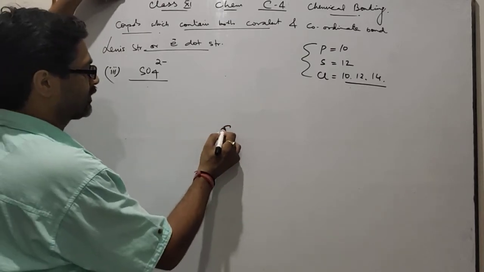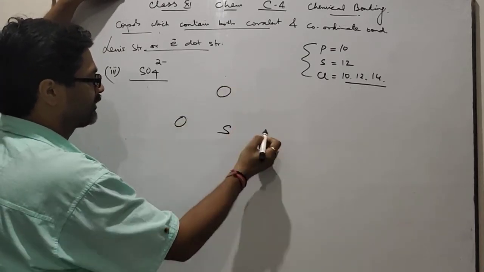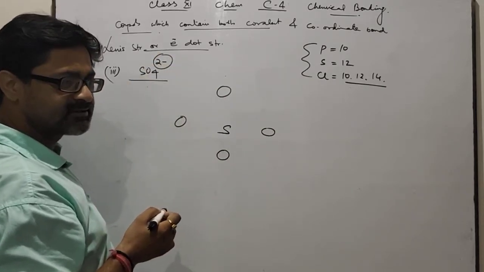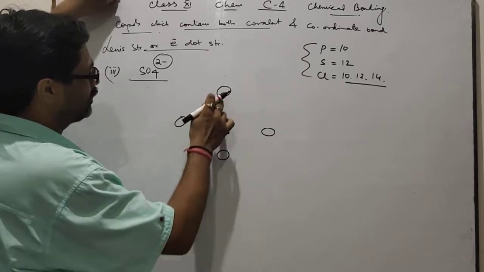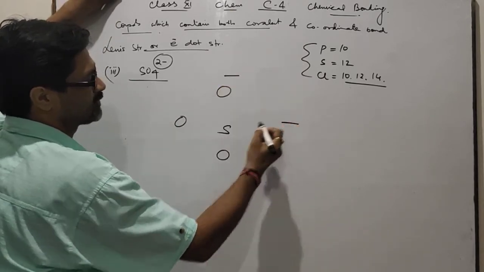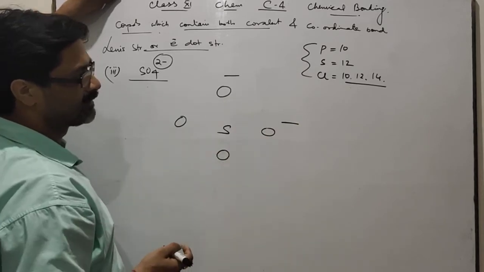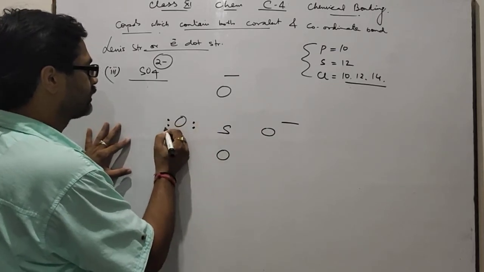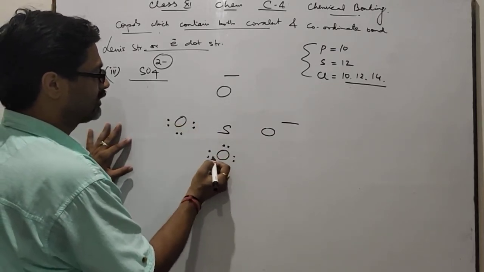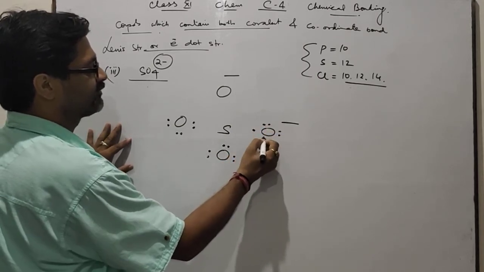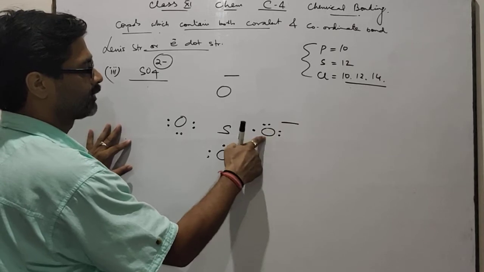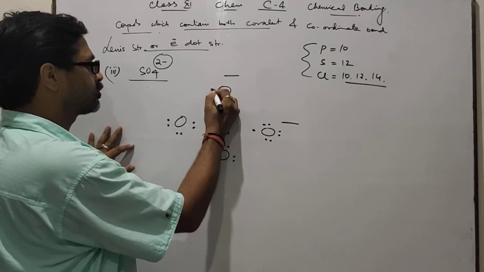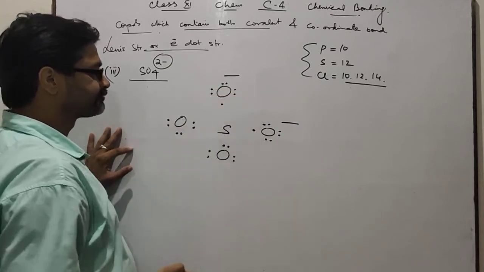Here sulfur is the central atom surrounded by 4 oxygen atoms. Here a 2 minus charge is present and these 2 minus charges are on oxygen atoms. Any 2 oxygens carry 1 negative charge each. Suppose these 2 oxygen atoms contain 1 negative charge. This oxygen contains 6 electrons. This oxygen also contains 6 electrons. Here the total number of electrons for this oxygen becomes 7. How does it become 7? Due to the presence of 1 negative charge. This oxygen also contains 7 electrons like this.